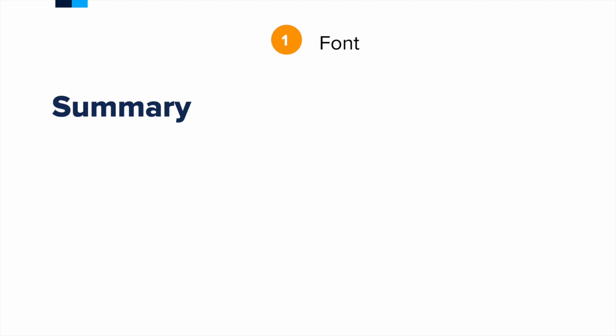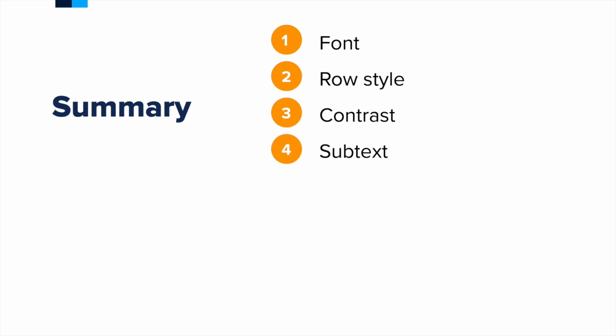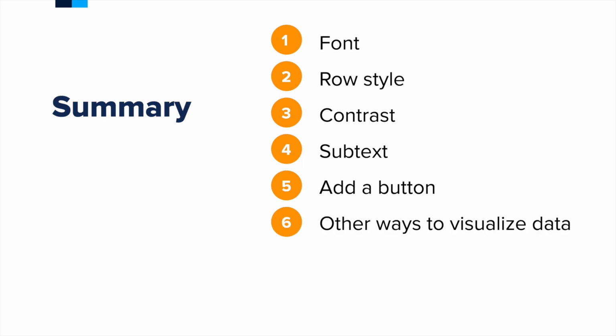Here is a quick summary of what we've discussed today. Manage the font style and spacing from the brand settings. Adjust row styling. Add contrast to highlight important parts of your table. Use subtext to create clarity. Place more information in an overlay to keep your pages clean. And lastly, leverage other data visualization elements to help tell the story of your data.